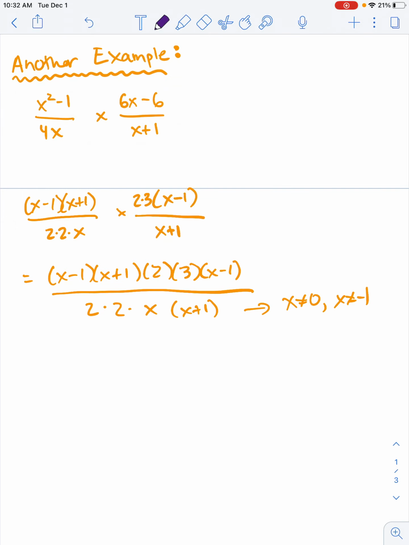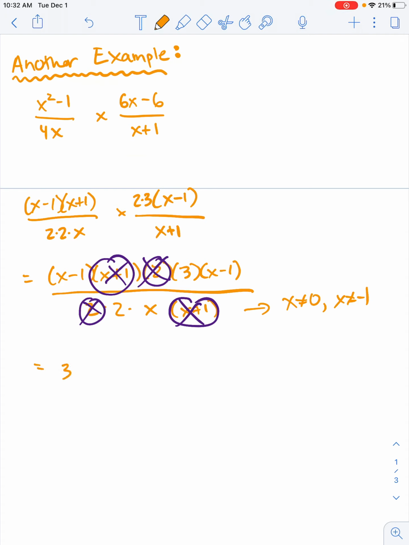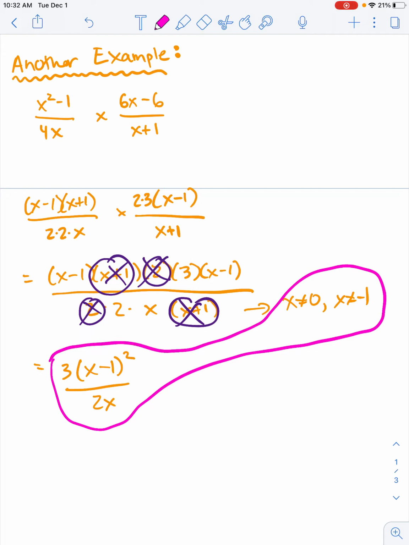So I have a 2 and a 2, those can go. And then I have an x plus 1 and an x plus 1, those can go. But I think that that is it. So then I'm left with 3 times x minus 1 squared over 2x with these restricted values. And that is my final answer.